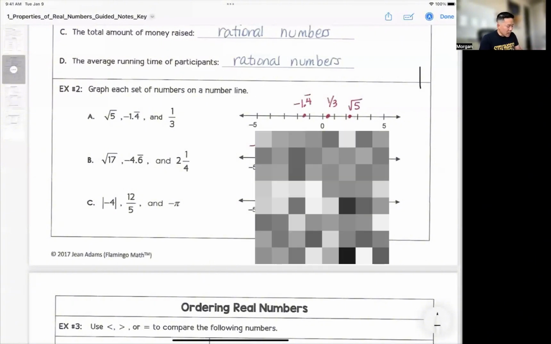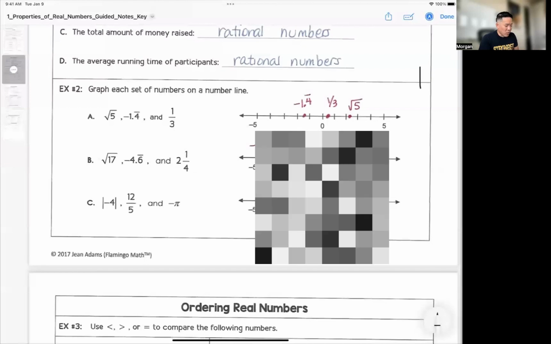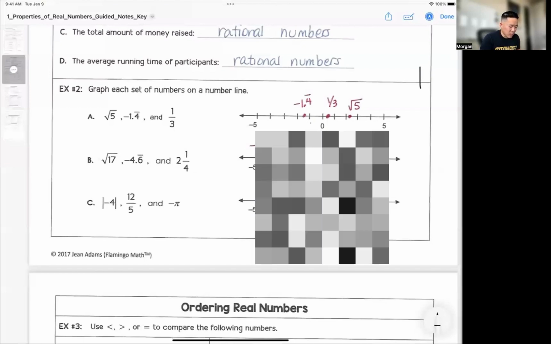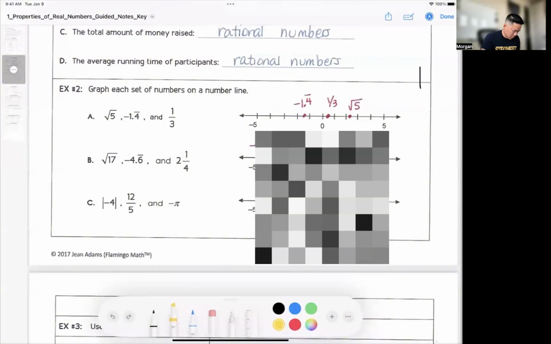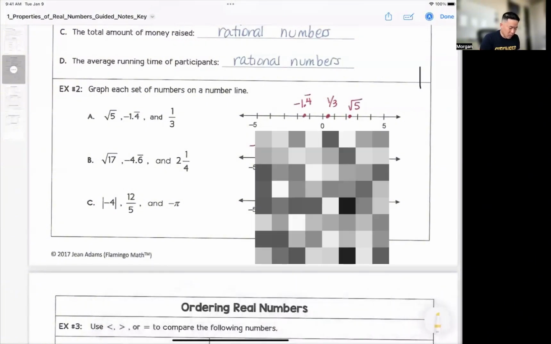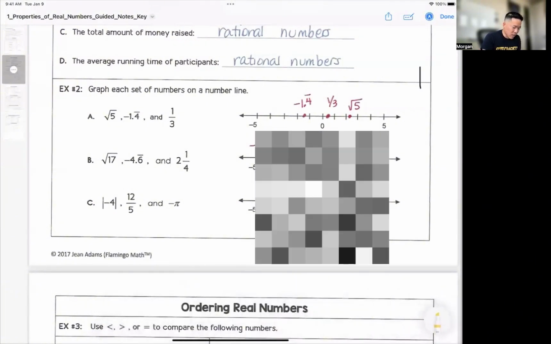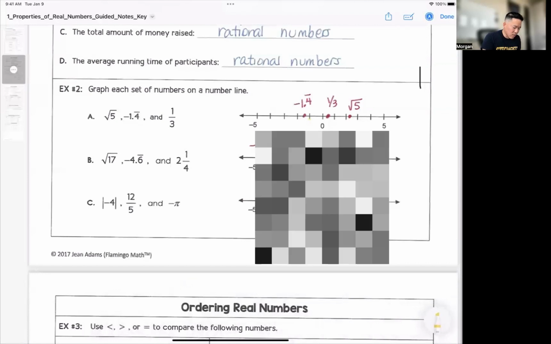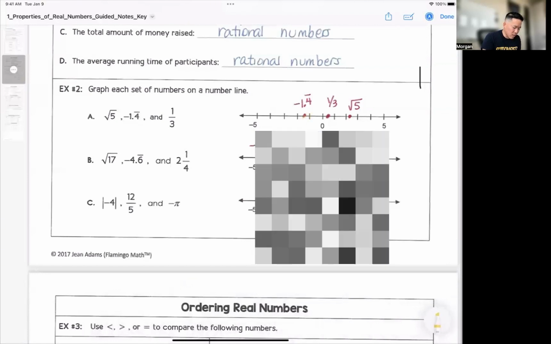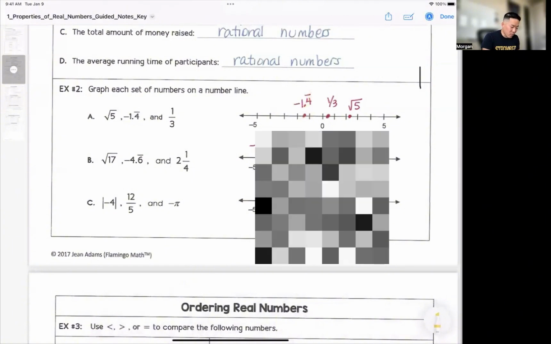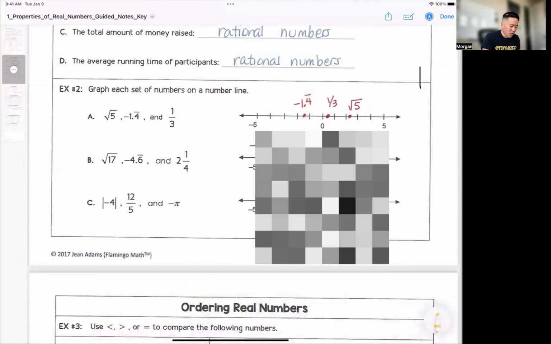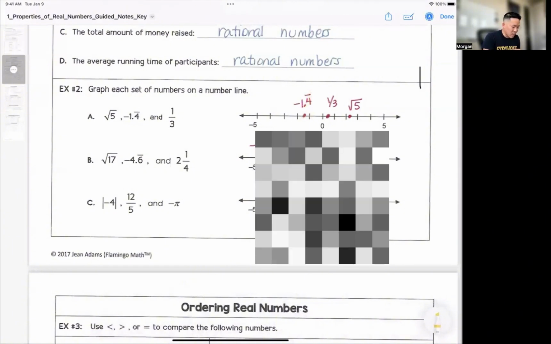Next, the negative 1.4, right? So that should be a little bit past negative 1, right? It might be easier to see. So again, this is negative 1, so negative 1.4 should be just a little bit past. And this is a repeating decimal, right? So it's negative 1.444444. And then lastly, 1/3, right?